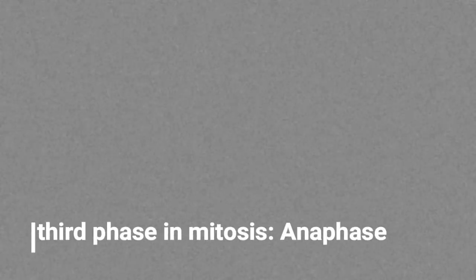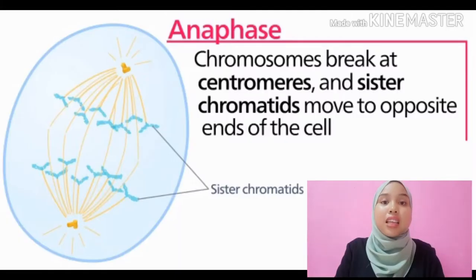At the end of the metaphase, the centromere begins to divide. Anaphase is actually the shortest stage in mitosis. The first thing that you need to remember in anaphase is that the centromere has been divided into 2. So it will cause the sister chromatids to split up.